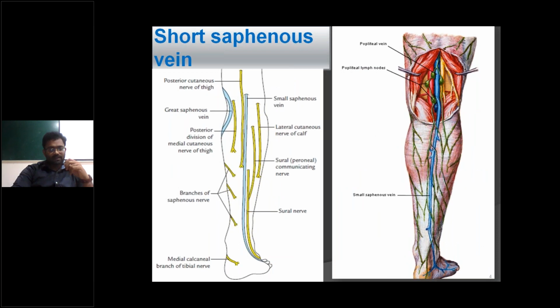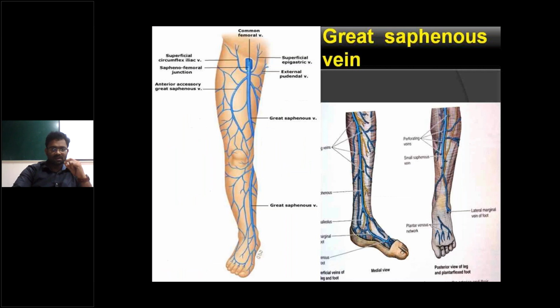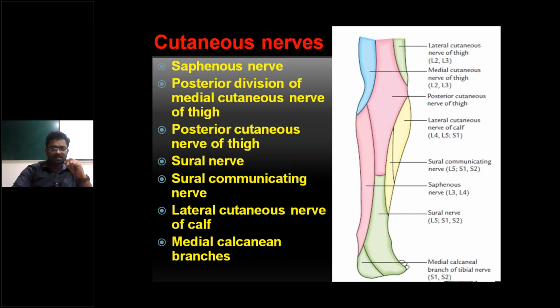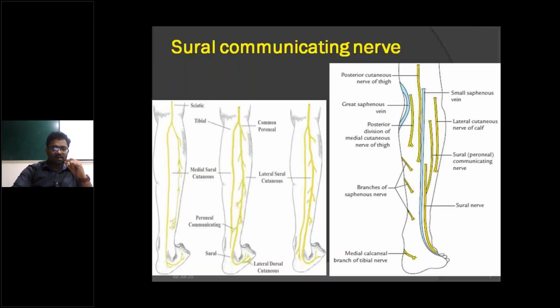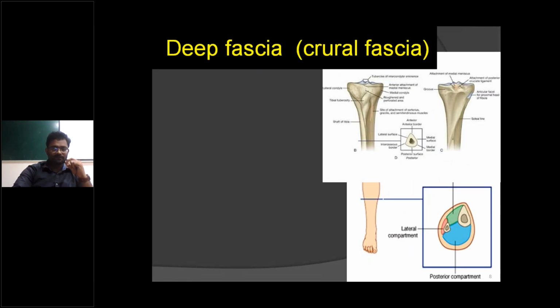So after removing the skin, immediately we can see the superficial fascia. Superficial fascia contains fat, cutaneous nerves and cutaneous veins. The veins are the short saphenous vein and great saphenous vein. So these are the cutaneous nerves. After removing the superficial fascia, immediately we can see the deep fascia. The deep fascia of the leg is called crural fascia or fascia cruris.